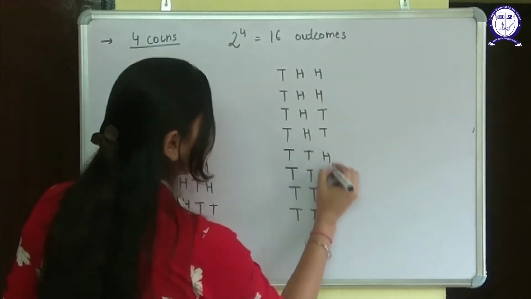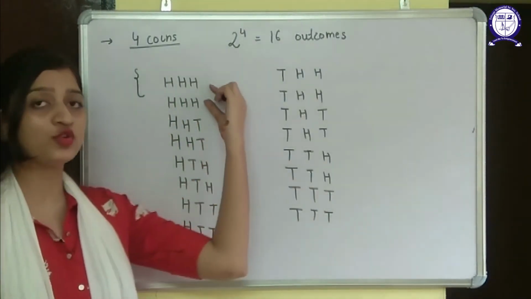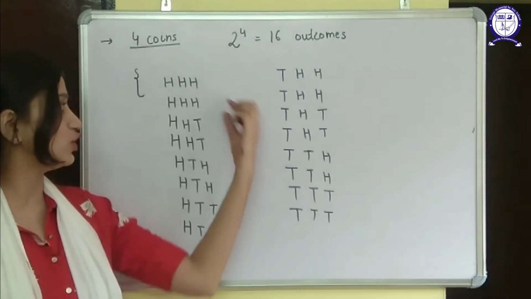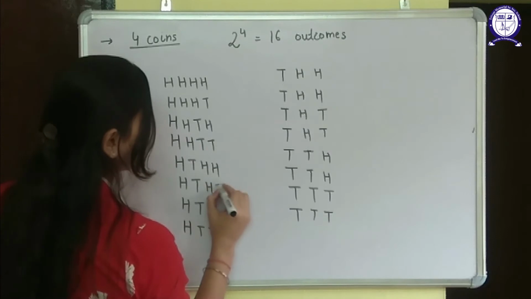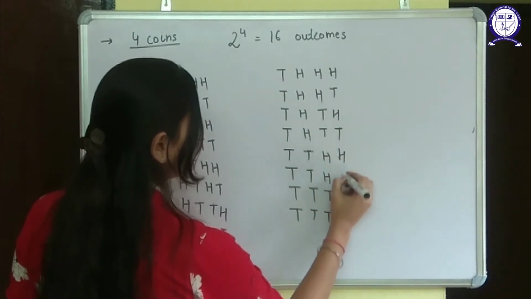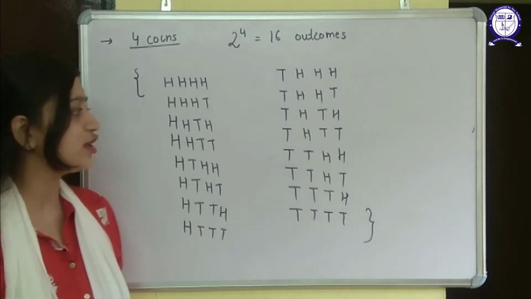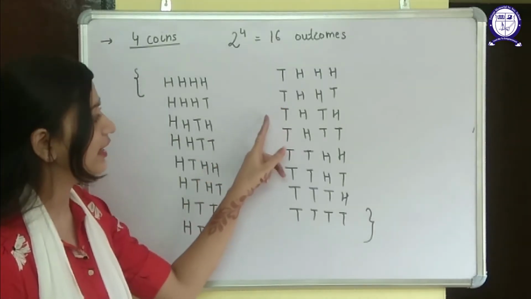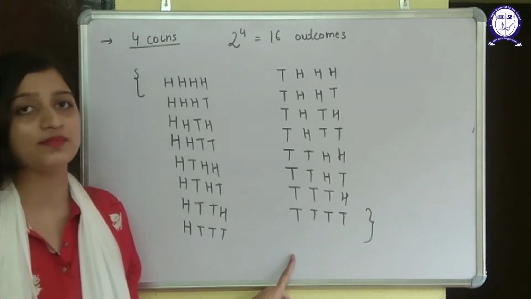Okay, continuing like this, I will get it. Then half of 2 also. I will continue this process until I get 1 head, 1 tail, 1 head, 1 tail. So half of 2 is 1. So head, tail, head, tail, head, tail, tail. So you can see that I have made my sample space of 16 outcomes. 1, 2, 3, 4, 5, 6, 7, 8, 9, 10, 11, 12, 13, 14, 15, 16. I have made this sample space very easily using my trick.